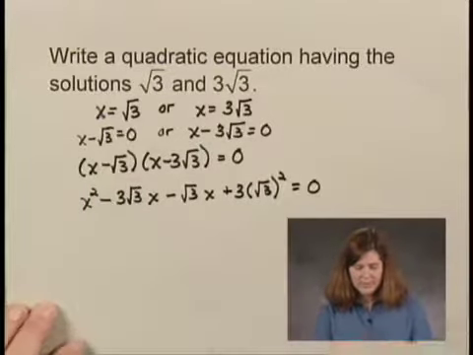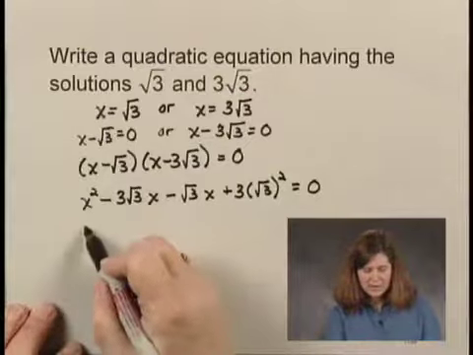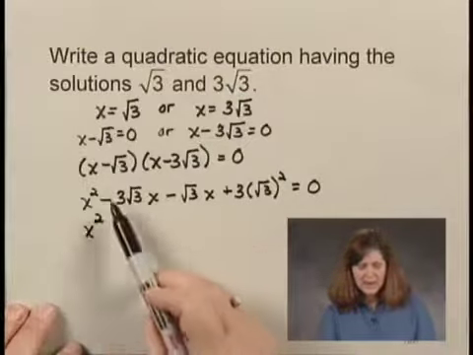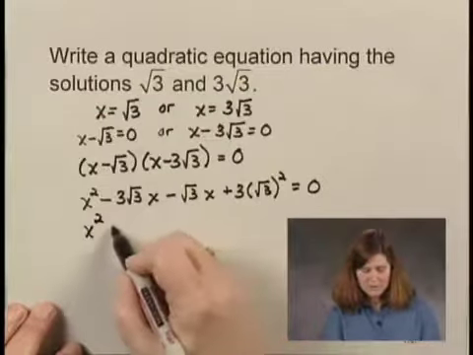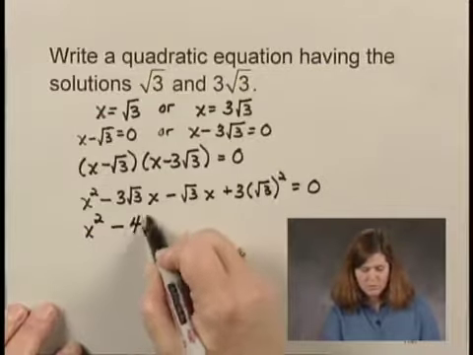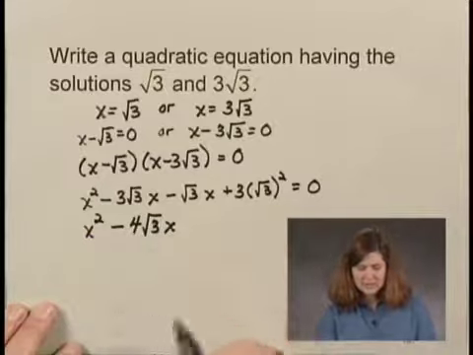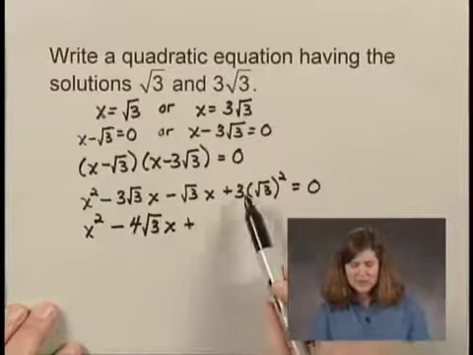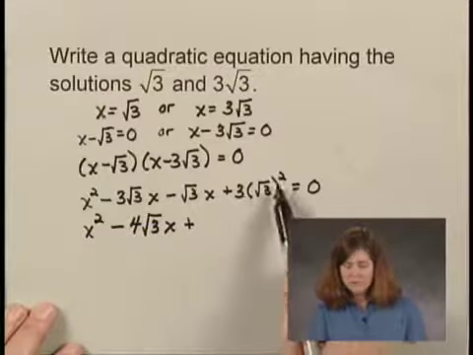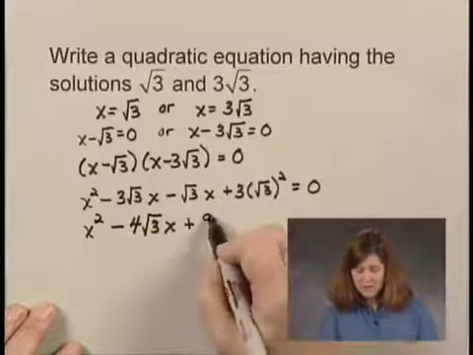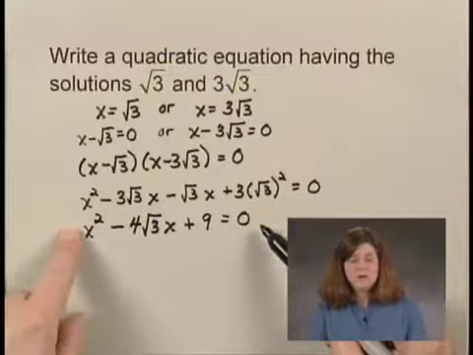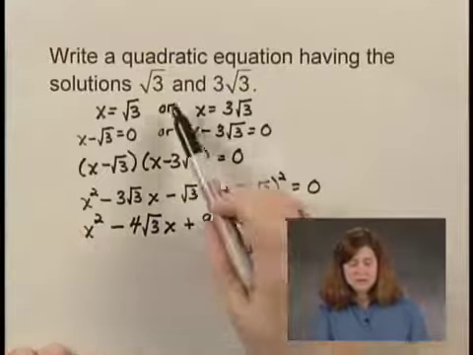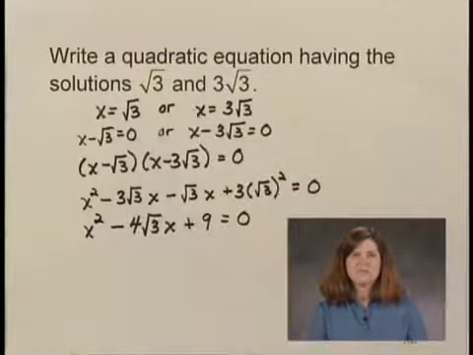Now I can simplify this. I have x squared. I have minus 3 times the square root of 3x minus the square root of 3x, which would be minus 4 times the square root of 3x, plus 3 times the square root of 3 squared, which is 3 times 3, or 9, and that equals 0. And that is a quadratic equation that has the solutions the square root of 3 and 3 times the square root of 3.